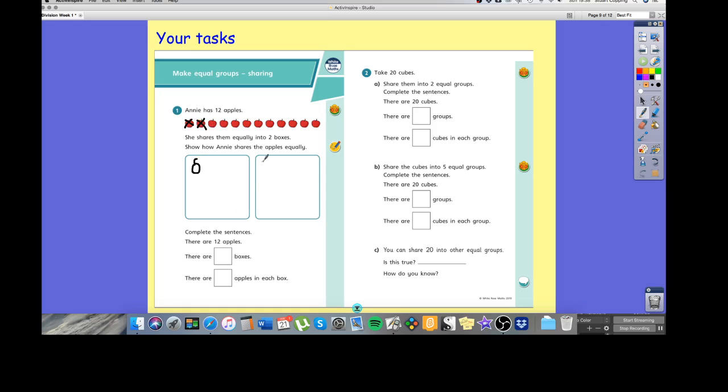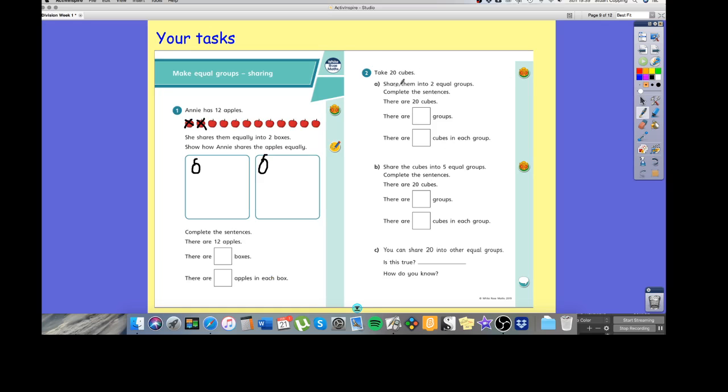First one goes in there. Next one goes into this one. And so on until you've run out of apples. Then you can finish off the boxes. Complete the sentences. There are 12 apples. There are how many boxes? How many apples in each box?